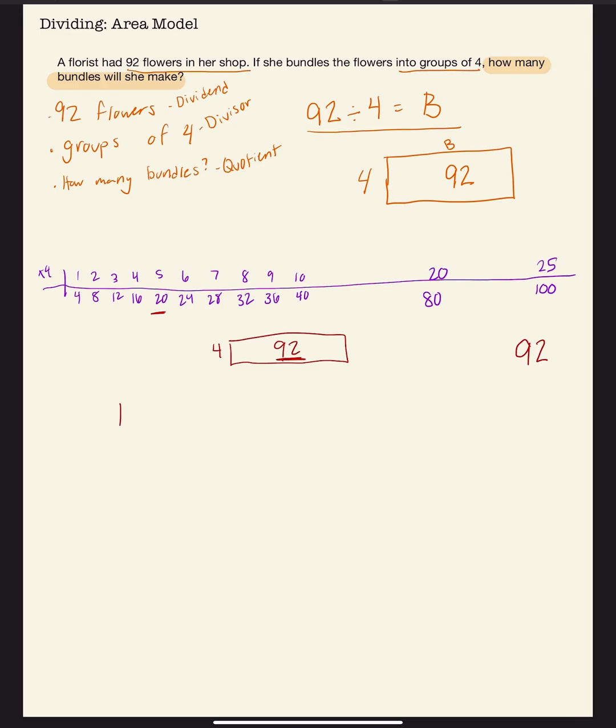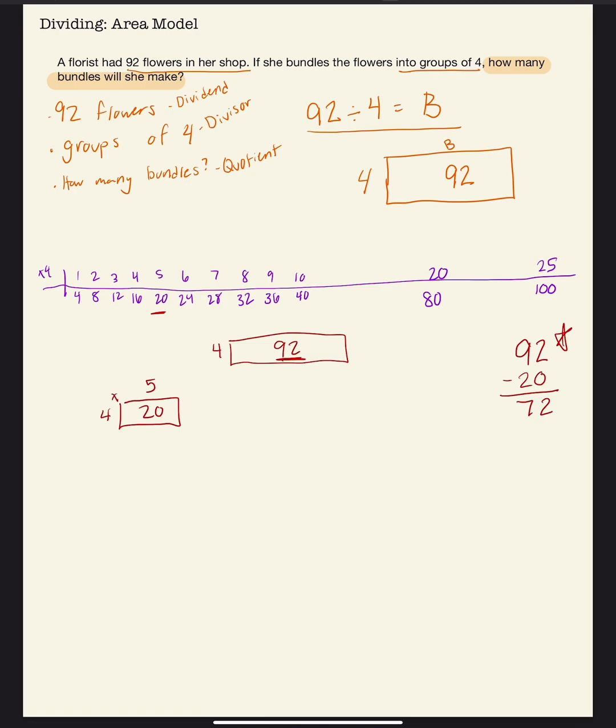So how I would set that up is I'm taking 20 out of my 92. And to get there, I had to do 5 times 4. What I'm going to do over here is help myself keep track of it, because when I am dividing, I want to evenly divide 92 by 4. My goal is to have equal groups. So to make sure I have equal groups, I have to make sure I'm evenly separating my dividend. So I have my 92, I'm going to take away 20. 92 minus 20 would be 72.